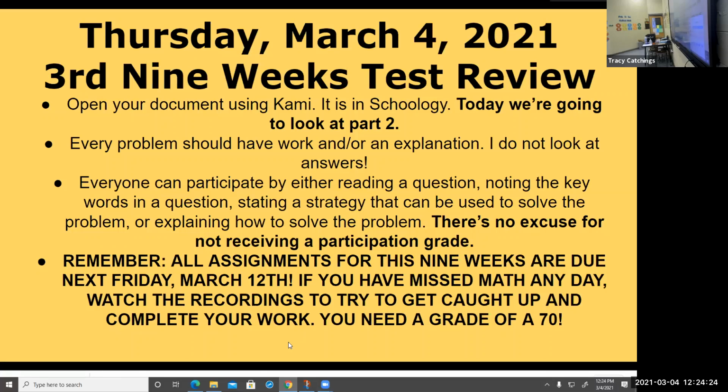And then I reminded us that this is a chance where everyone can participate: reading the question, telling us how to solve the question, giving us strategies and keywords. Fine, everyone can participate some way, shape, or form.